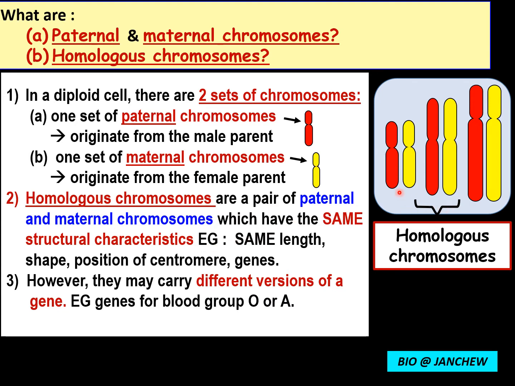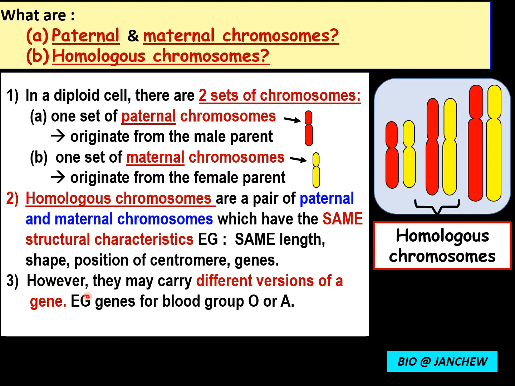So because there are 2 sets of chromosomes, one set of paternal chromosome, one set of maternal chromosome, thus for each type of chromosome, we have 2 copies. One copy is the paternal chromosome and one copy is the maternal chromosome. So this forms a pair of homologous chromosomes. Now, what are homologous chromosomes? A pair of paternal and maternal chromosomes which have the same structural characteristics. For example, same length, same position of centromere, and same type of genes. The only difference is the version of the genes may be different.